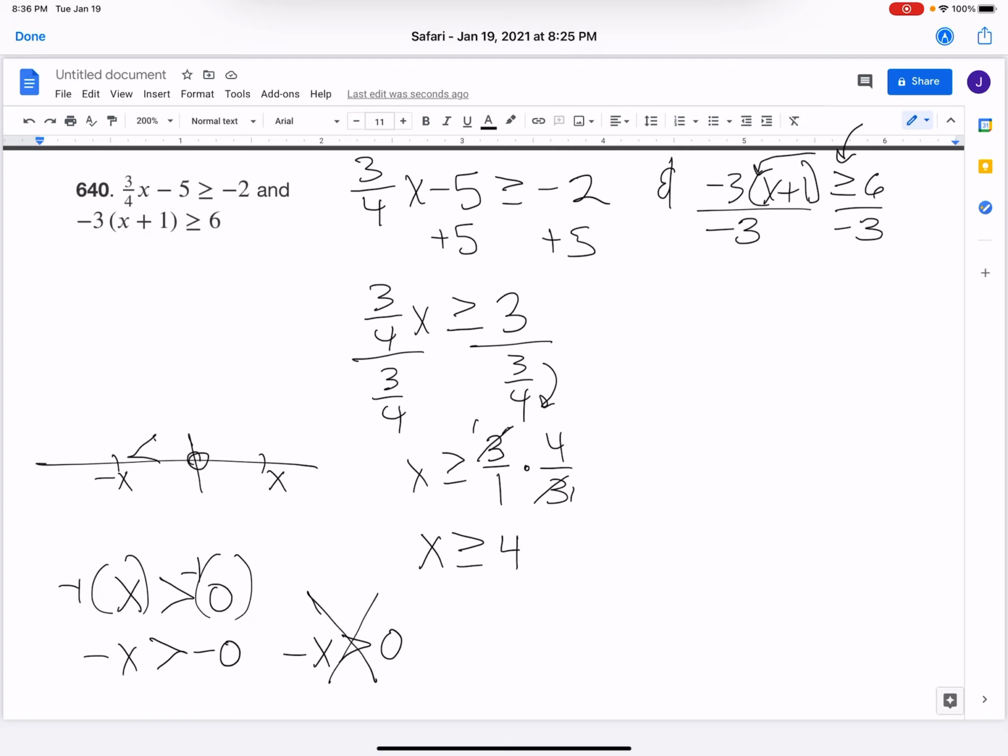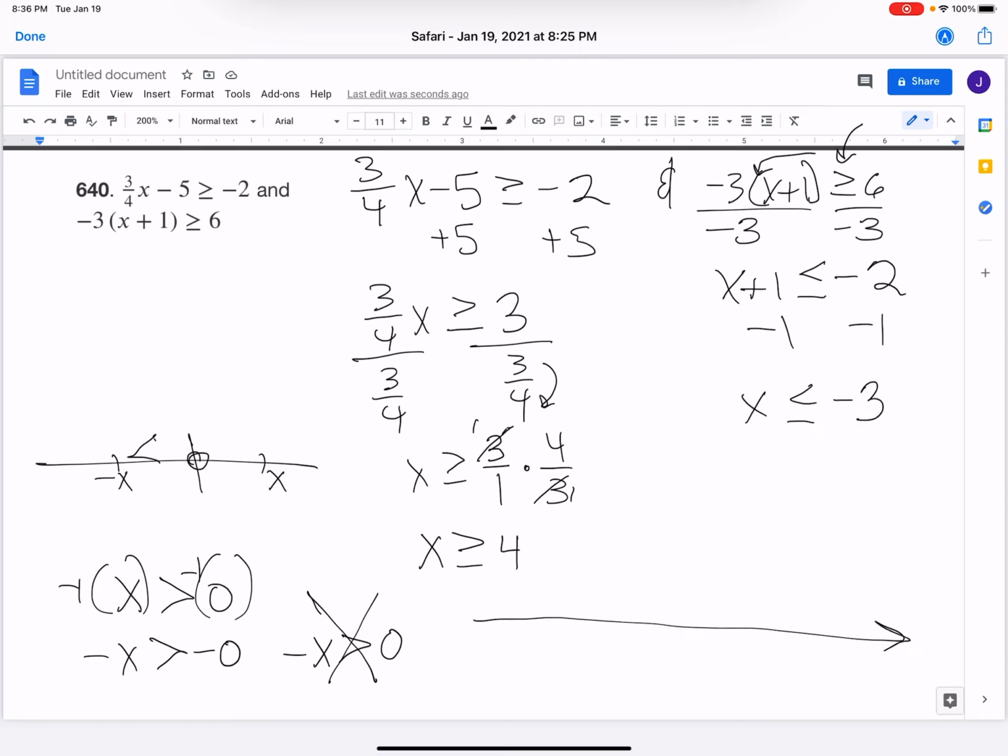So let's go back to our problem. We're dividing by a -3. So when we rewrite this, we want to make sure that we switch our sign. And we've got 6 divided by -3, so that's going to give us a -2. Now we subtract 1, and that's saying that x is less than or equal to -3.